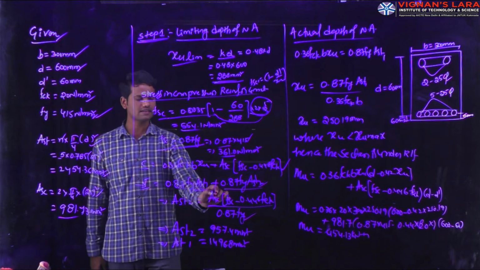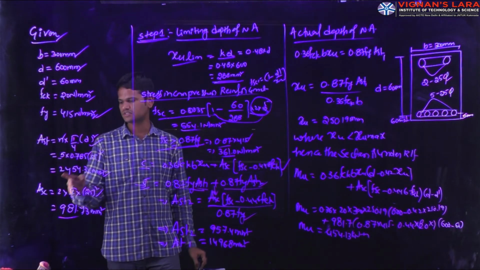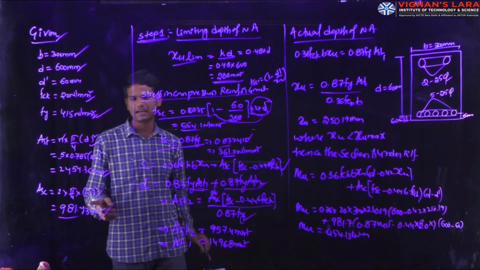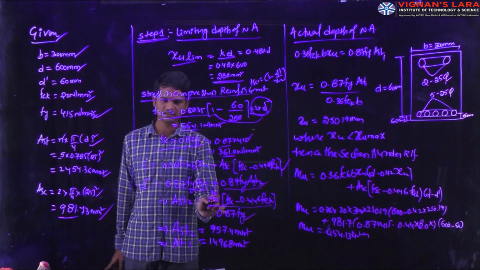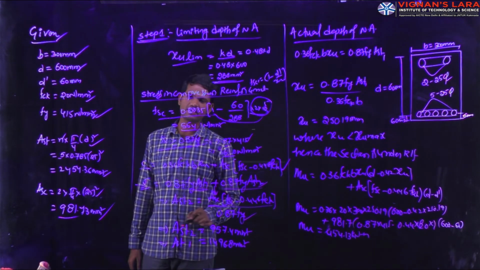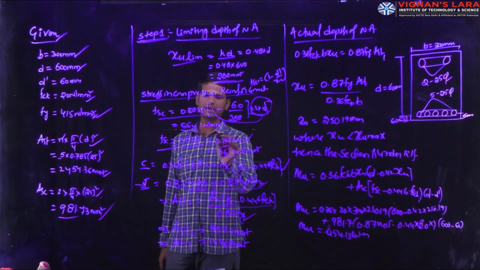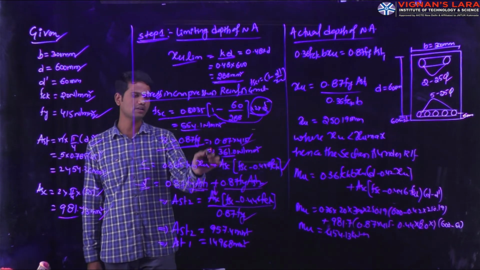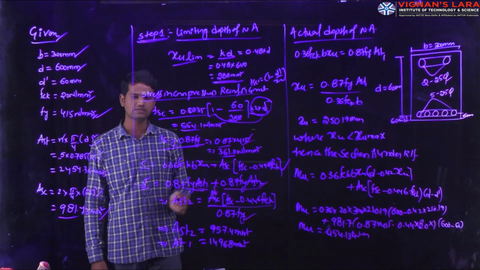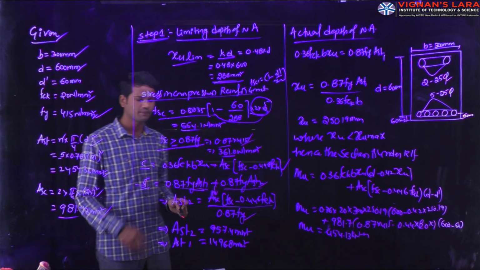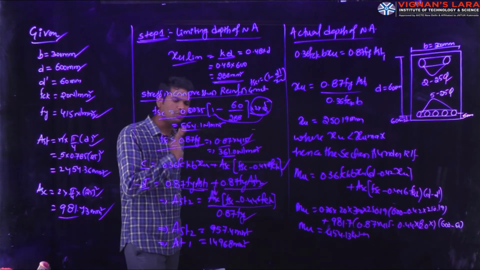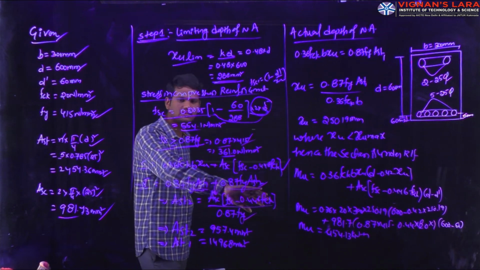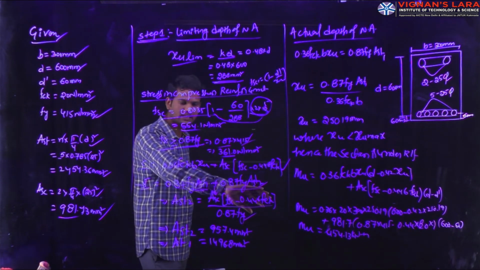Where this ASC is the area of the steel reinforcement, we have already calculated. The FSC value we have already calculated by using the formula 0.87 into Fy, with Fy as 415 Newton per mm square. If you observe in our code book, they are not considering this 0.446 FCK value.